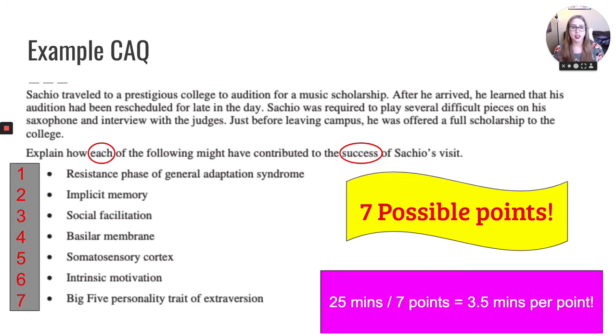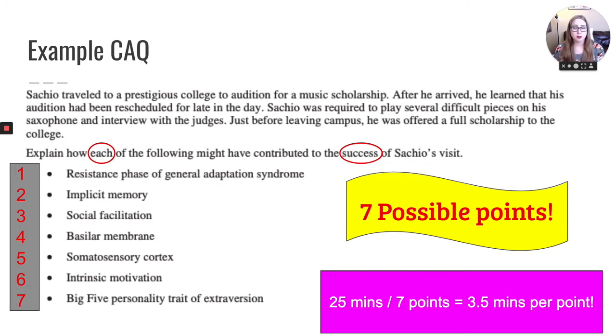So if you look, since we have 7 possible points, you have 25 minutes for this question, divided by 7 points. That means you're going to be looking at 3.5 minutes per point. So that's not a lot of time. So you just need to go very quickly, explain each of the following concepts and apply it to the scenario, and then move on. And just keep a pretty good pace going.